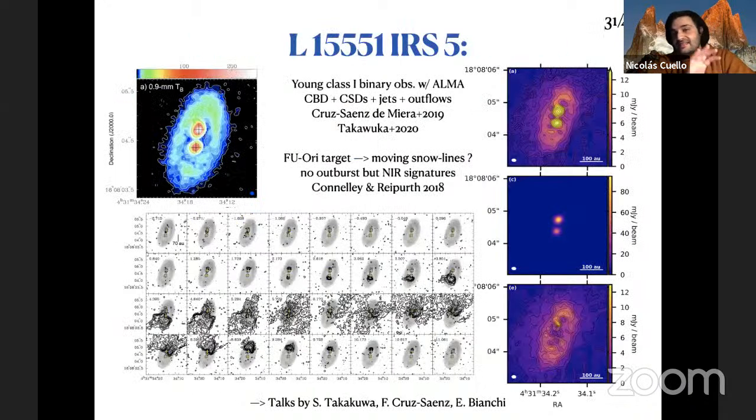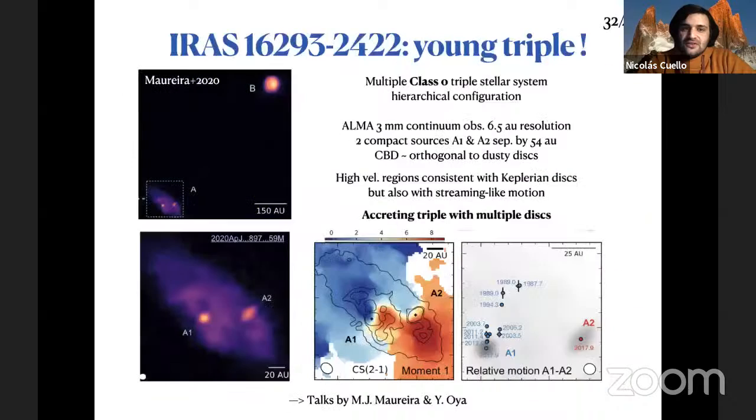Then there is this other fascinating object. So this is crazy. You have a circumbinary disk and two circumstellar disks. You have jets, outflows. There are 3 talks on this in this session. Please go and check them out, because it's crazy what's going on here. And we have, again, very nice kinematics that allow us to understand what's going on here.